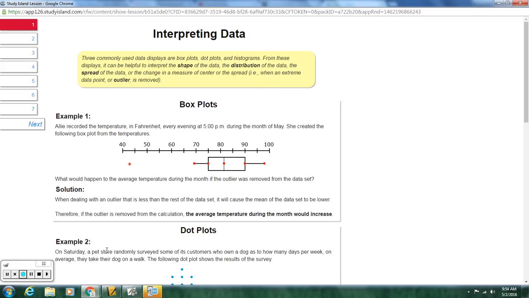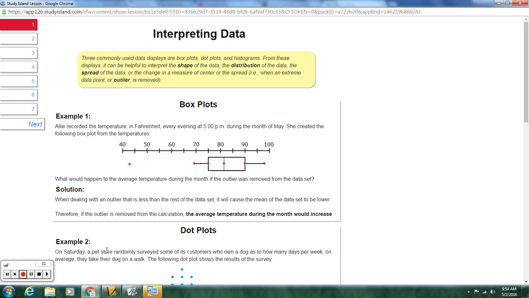So we got box plots. So I just wanted to go through all that. Now, these things, in this yellow box, from these data, you can interpret the shape of the data, the distribution. So the shape is, are there a lot of low numbers, a lot of high numbers? Is it skewed one way or the other? The distribution, how they're spread out, the spread of the data, and then outliers. I didn't put outliers on there, but there are outliers.